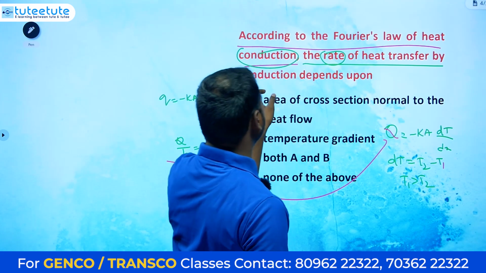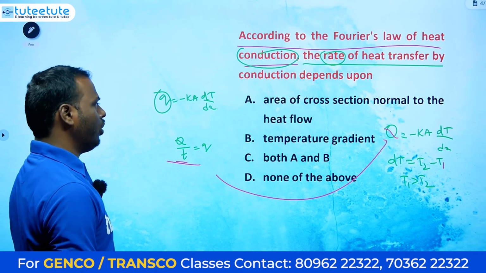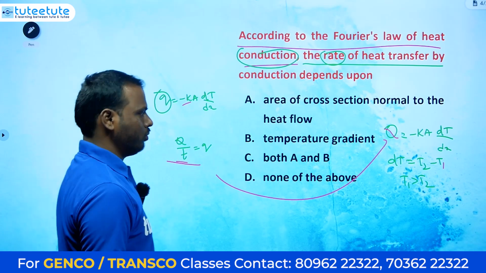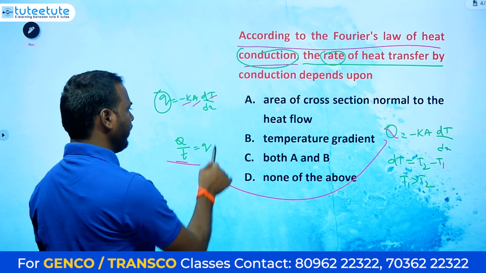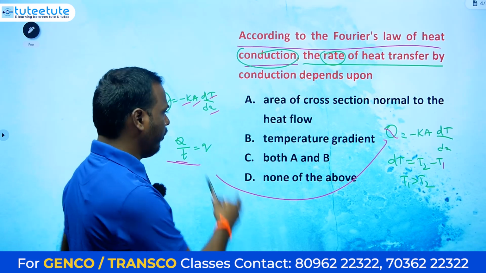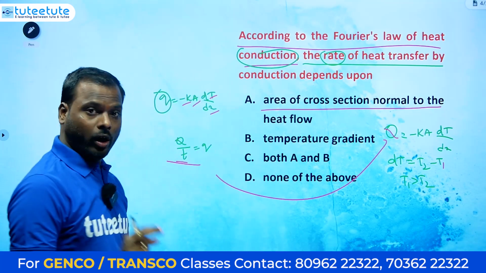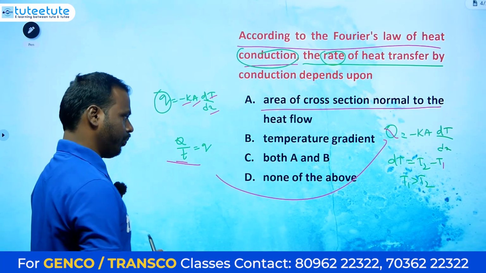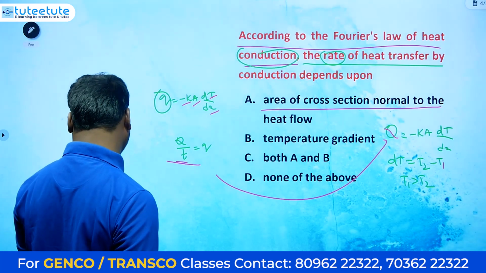The rate of heat transfer by conduction depends upon, one is the K value, the second is the A value, the third is the dT value, and the fourth is the dx value. We'll see the option: area of cross section normal to the heat flow. Yes, here there are two areas. What are those two areas? We will see.